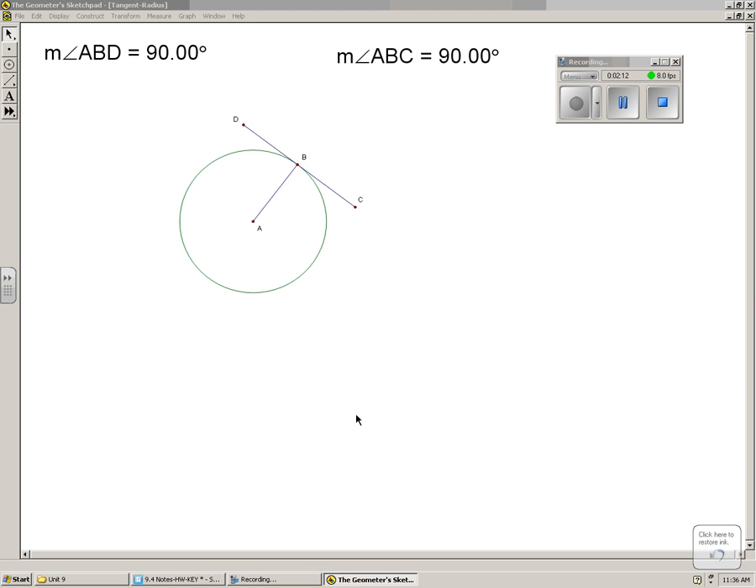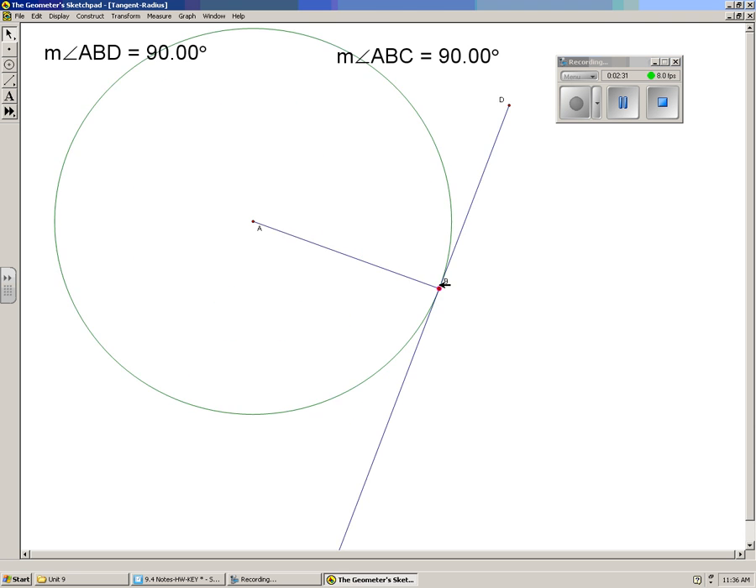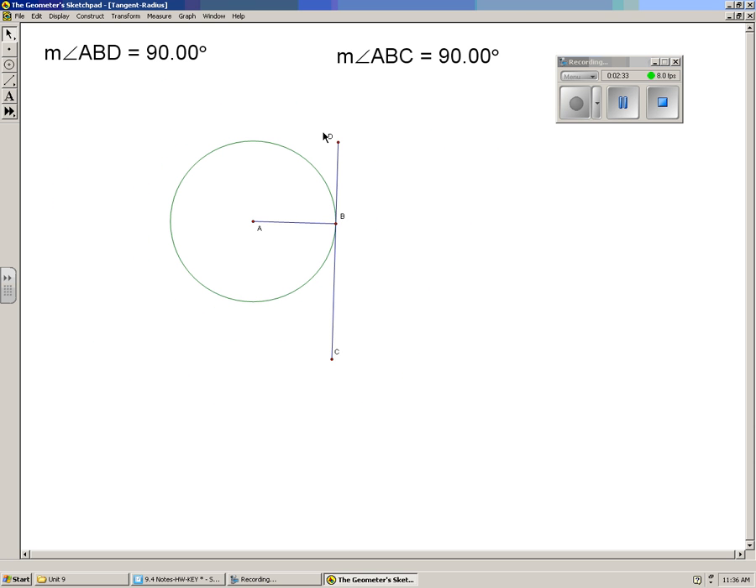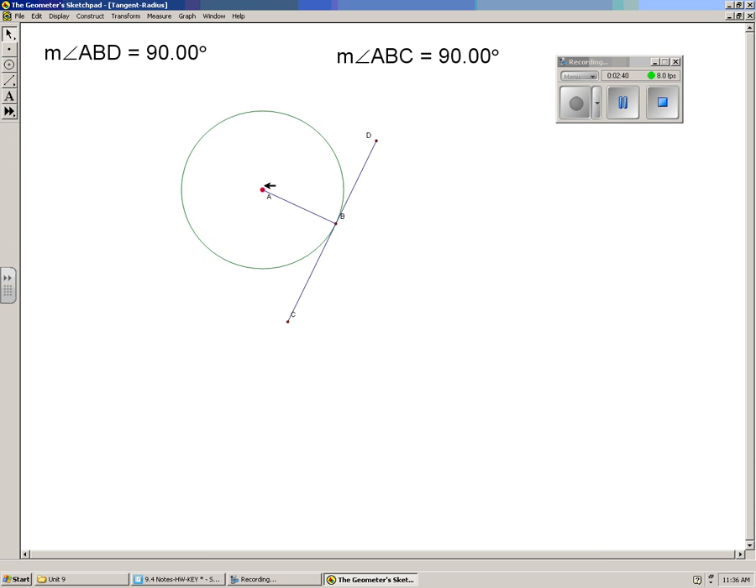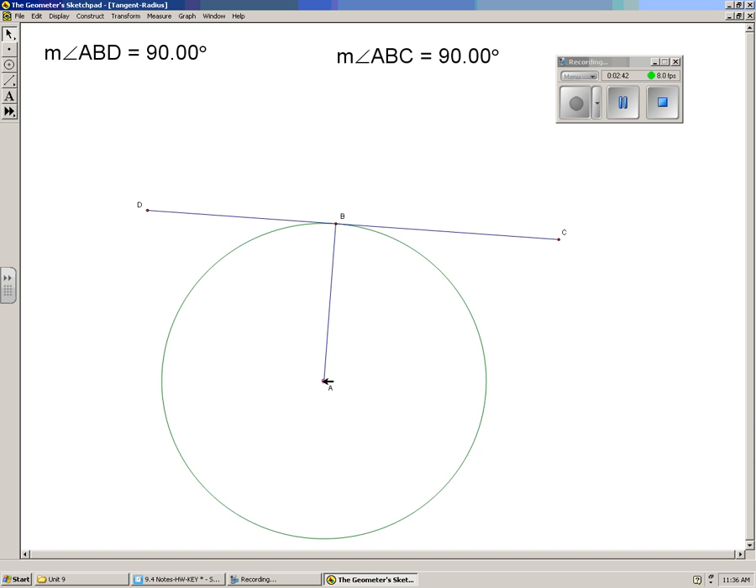Let me just pause this for 1 second and go to my computer. Okay, so I can actually move this tangent line around my circle, and it doesn't matter how it gets moved. Anytime you've got a radius that's drawn to a tangent line at the point of tangency, you always have these 90-degree angles, okay?